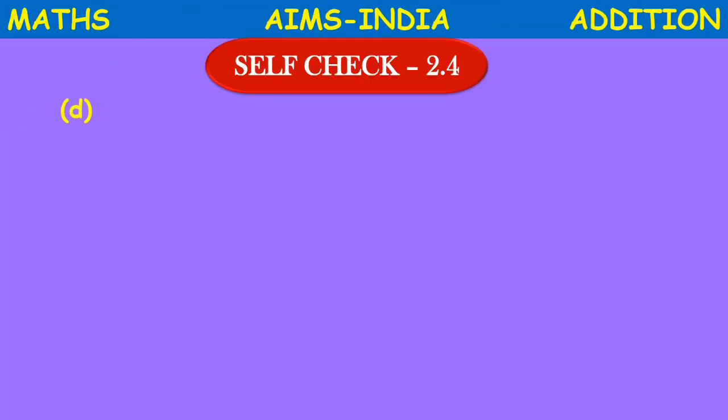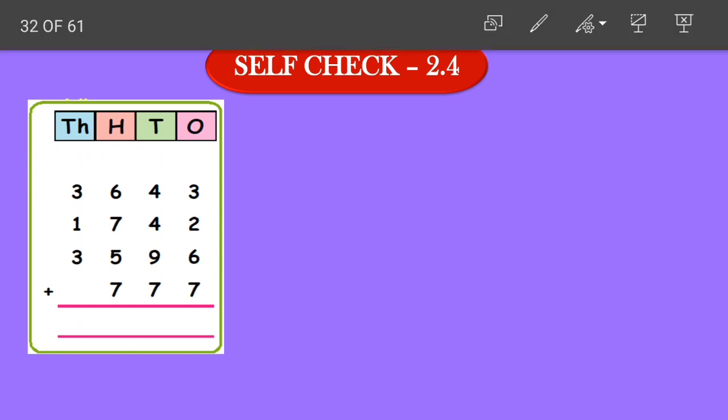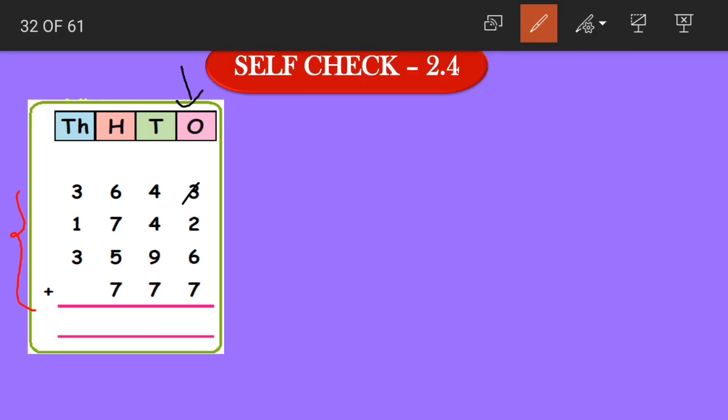Again a few more additions. The first one, we are having 4 numbers. We are having how many? 4 numbers. So starting from the ones place, 3 plus 2 becomes 5. 5 plus 6 becomes 11. 11 plus 7 becomes 18. So 8 will be written here. 1 will be carried. Moving on to the tens place, 1 plus 4 becomes 5. 5 plus 4 becomes 9. 9 plus 9 becomes 18 and 18 plus 7 becomes 25. So 5 will be written here and 2 carried.